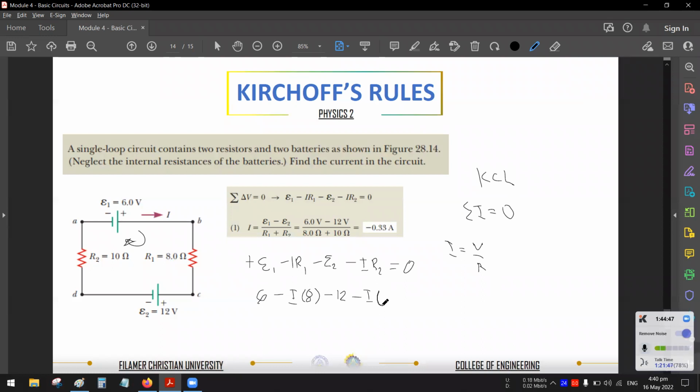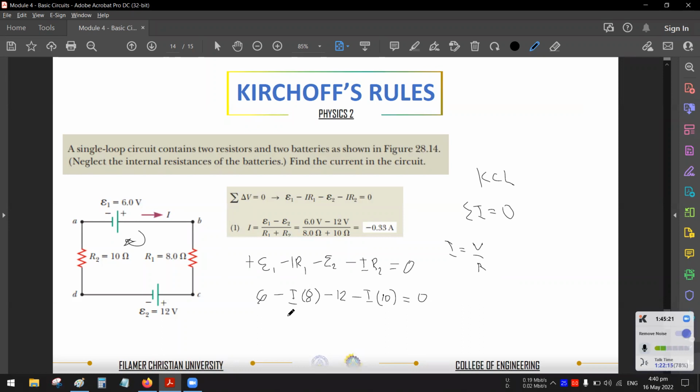Then, ano ba yung resistance natin? R2, 10, is equal to 0. Yun dapat. Pero wala tayong value ng current. Yun yung hinahanap. Find the current in the circuit. So, divide both sides by I. Kasi yung formula natin is, ito dapat voltage divided by resistance.